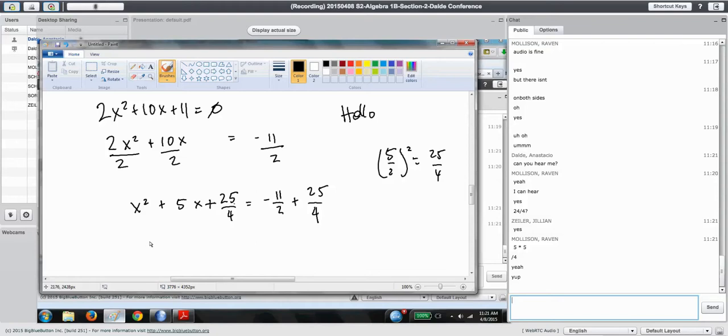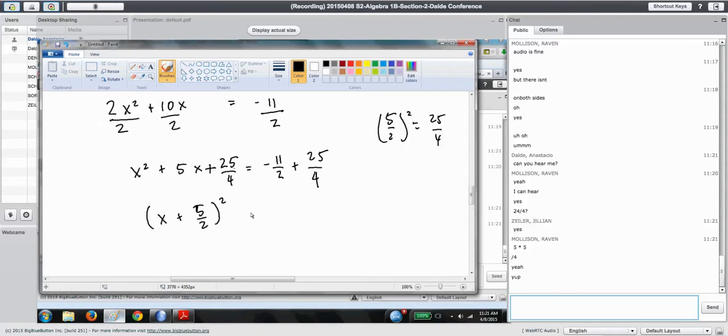Now on this left-hand side, this becomes x plus 5 over 2. And on the right-hand side, that's the same as negative 22 over 4 plus 25 over 4. So that's what, 3 over 4?